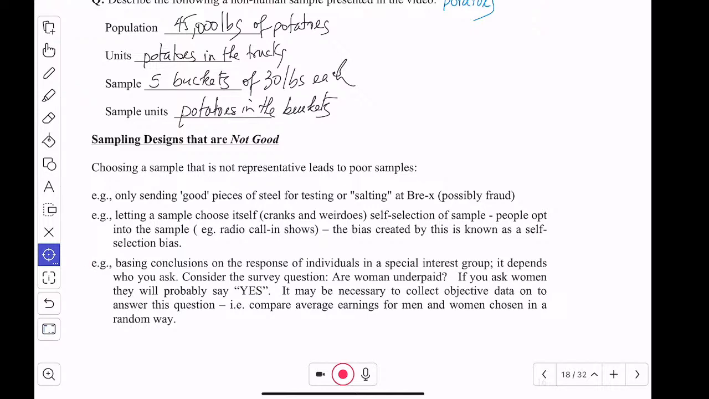And basing conclusions on the response of individuals in a special interest group is also misleading and not representative of the general public. I'm not a big fan of favoring any interest groups. It's just highly politically charged and not representative of the general population and their needs.